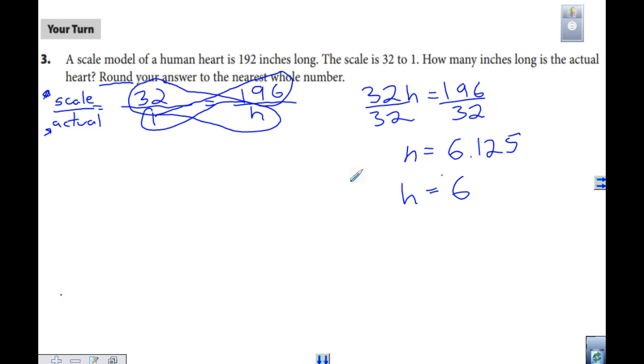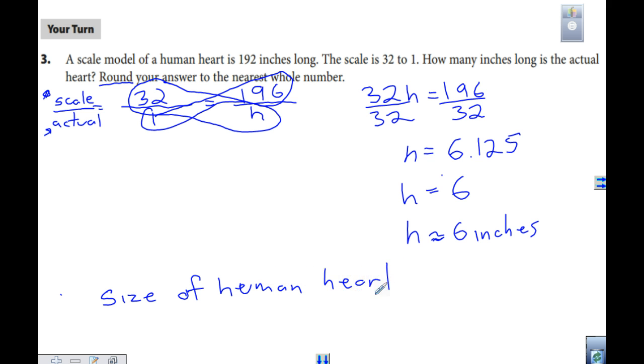So it says round. Right? Whenever it says round, make sure you use the approximate sign. Okay? Approximately 6 inches. And of course, put the inches. What is 6 inches? The length of the heart. So the size of the heart. So write that out. Size of human heart is 6 inches.